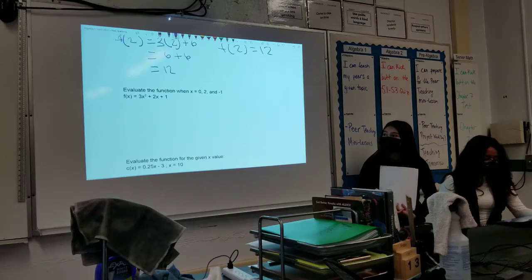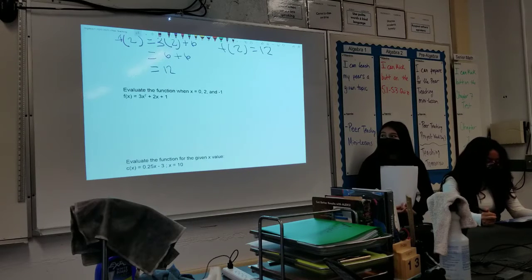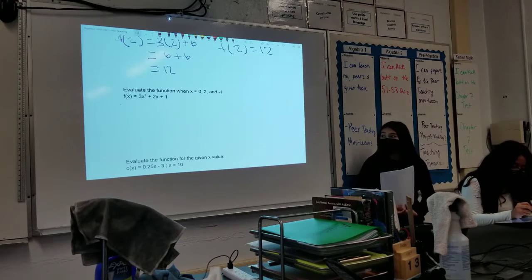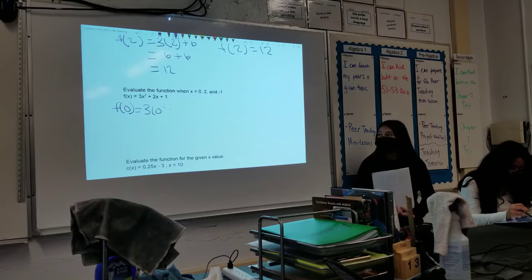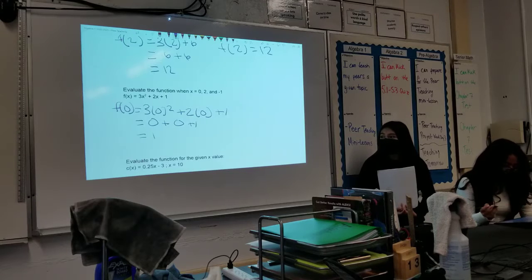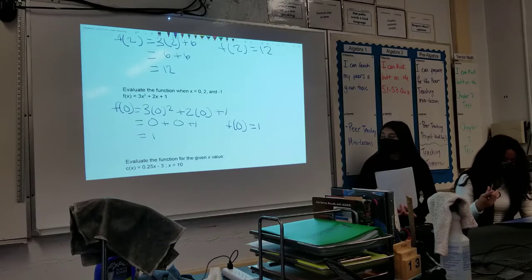So for the second problem, we have 3 different values for x: 0, 2, and negative 1. So we would have 3 different separate equations since x has 3 values. So we would have f of 0 equals 3 times 0 squared plus 2 times 0 plus 1. So 0 squared times 3 is 0. So we have 0. And then 2 times 0 is 0, plus 1, which gives us 1. So our answer would be f of 0 equals 1.